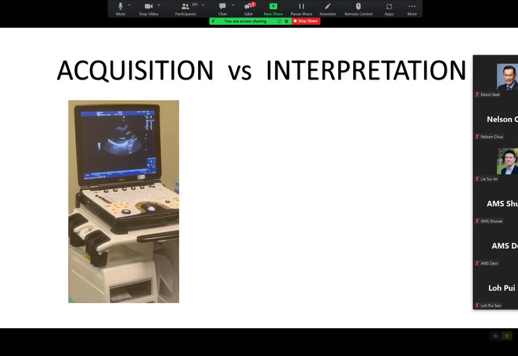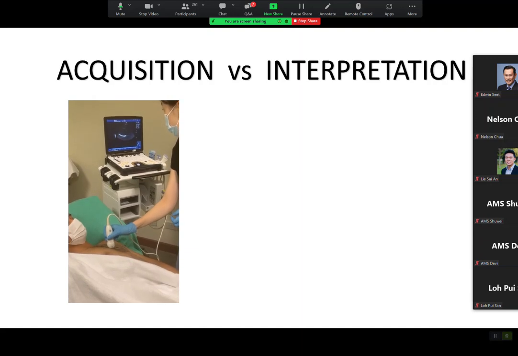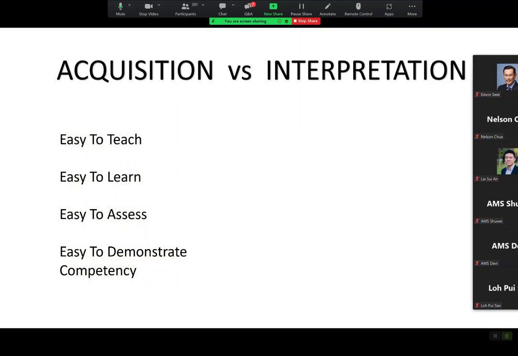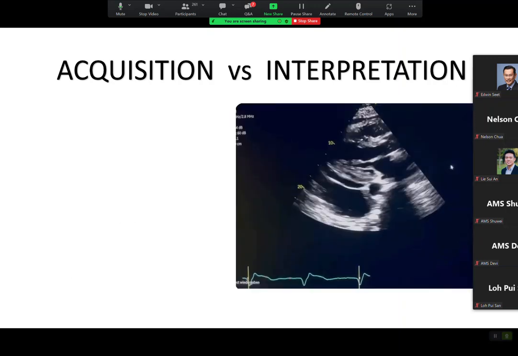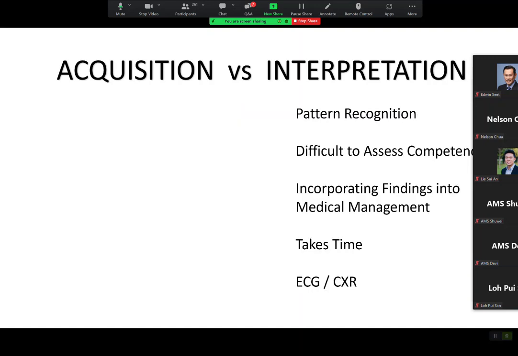This is a medical student who had about a 2 hour training session, and this is acquiring an image about 4 weeks later. So you can see it's probably quite easy to teach acquisition. It's quite easy to learn, easy to assess, and easy to demonstrate competency. Interpretation, however, can be a bit more difficult, can be a bit more time consuming. Involves pattern recognition. It can be difficult to assess competency. There's also the added issue of incorporating findings into medical management, and these things can take time.